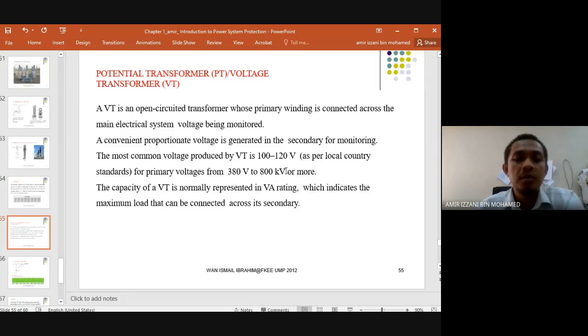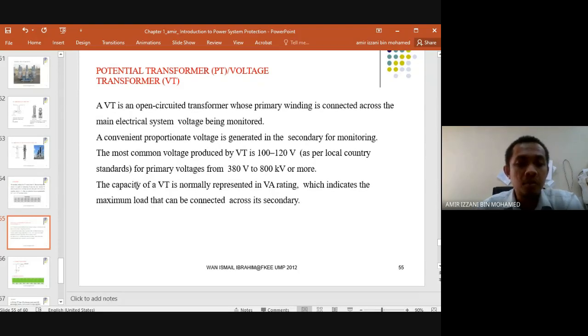Now there are 1,000 kV transmission lines, not in Malaysia, of course. What I know is in China, maybe in India, maybe in Europe. In Malaysia, the highest voltage we have is 500 kilovolts. Okay, and the capacity of a VT is normally represented in the VA rating, which indicates the maximum load that can be connected across its secondary.